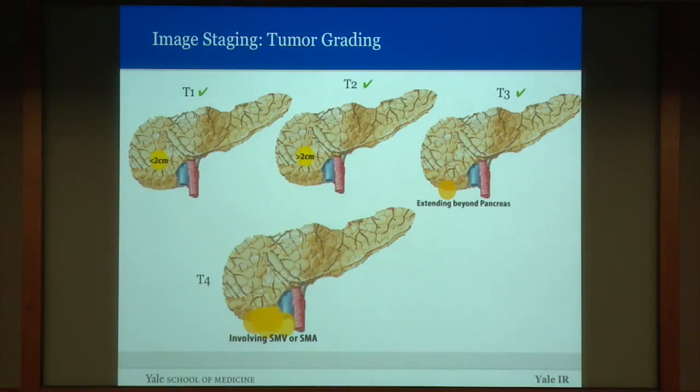So here you can see tumor grading. A tumor grade of T1 is less than 2 centimeters with clear pancreas around it. T2 is greater than 2 centimeters, again with clear pancreas around it. T3 is essentially any size extending beyond the pancreas but not involving the vessels. And then T4 is somehow involving the vessels.